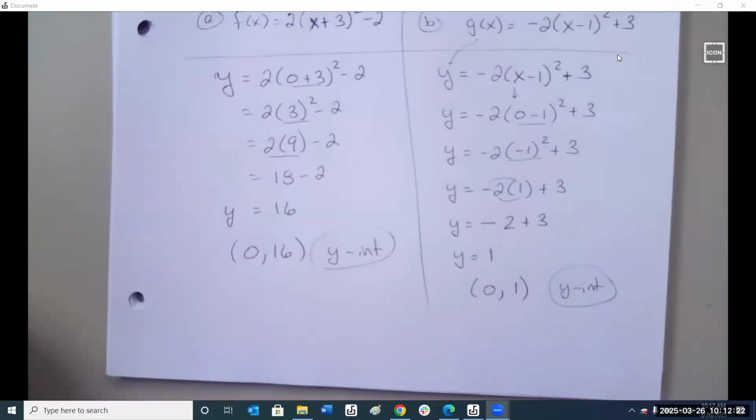Pretty easy. So you see, we can find the x-intercept by using the quadratic formula. We can find the vertex. We can find the y-intercept. We know the shape and direction. Graphing is easy. Let's look at these examples now.